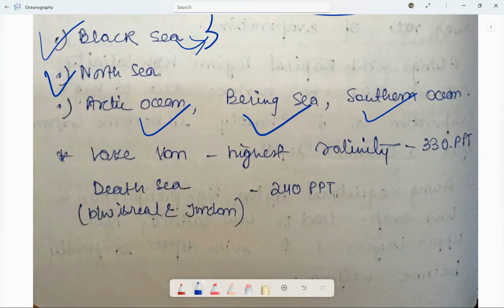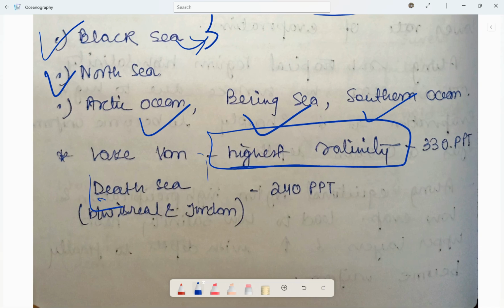Now Lake Van is the lake which has the highest salinity level, around 330 ppt. Next is the Dead Sea, which is between Israel and Jordan. It has a salinity of 240 ppt.